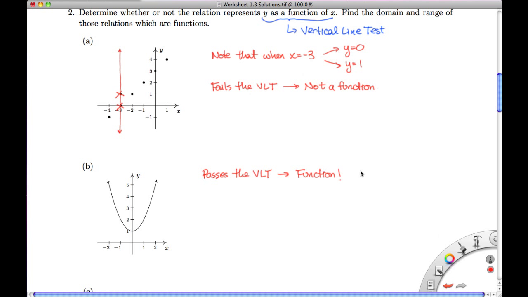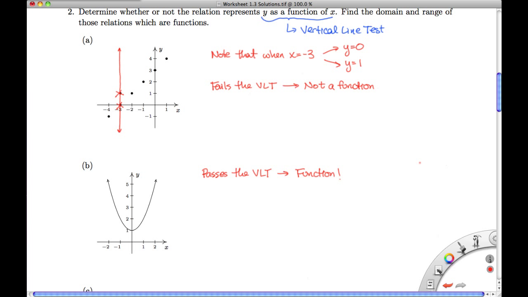So that's all that we needed to do. But since we do have a function here, one of the things that we were asked to do is find the domain and the range of the relations that are functions. So we're going to go ahead and do that. So let's start by thinking about the domain.